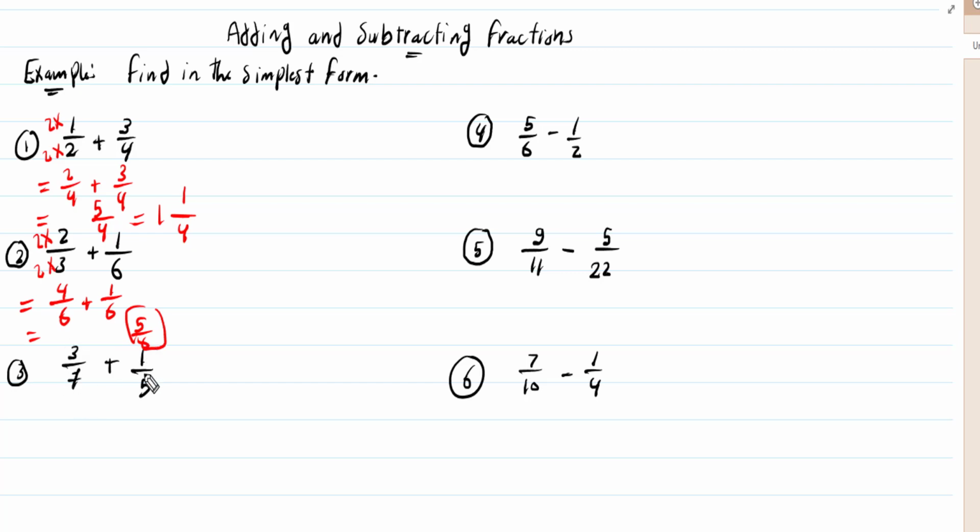3 over 7 plus 1 over 5. We have here 7, we have here 5. 7 and 5 are prime numbers. We will just find a number divisible by 7 and 5, which is the LCD of the two fractions, 3 over 7 and 1 over 5. So the LCD here of the two fractions will be 35. We can find it by multiplying, just multiply 7 by 5.